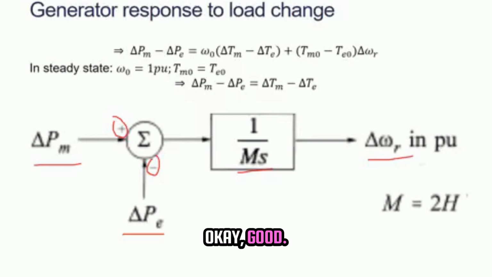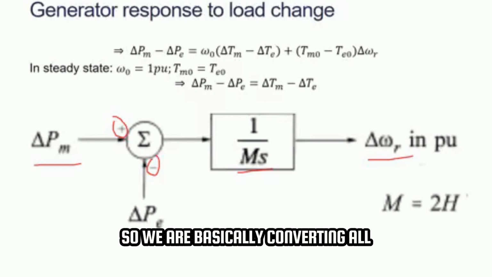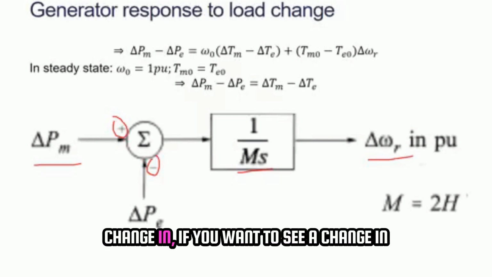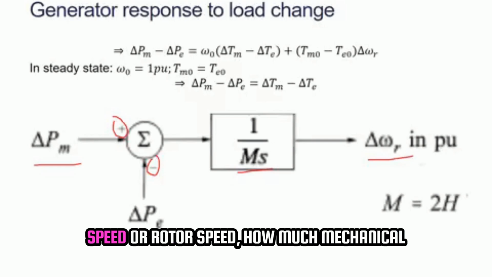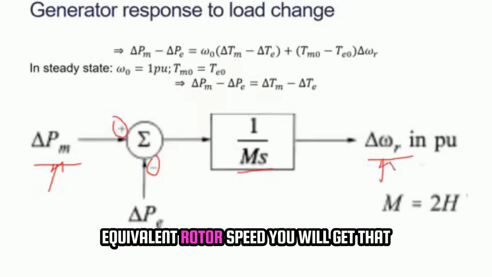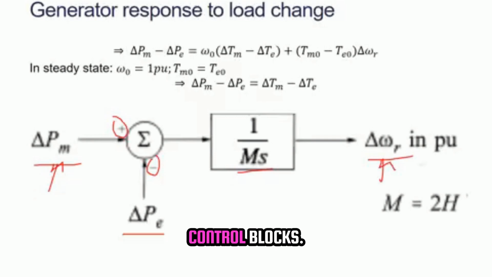Okay, good. So we are basically converting all the terms into the power terms here. So basically, if you see a change in speed or rotor speed, how much mechanical change you have to put so that the equivalent rotor speed you will get, that you can get from this equation or these control blocks.